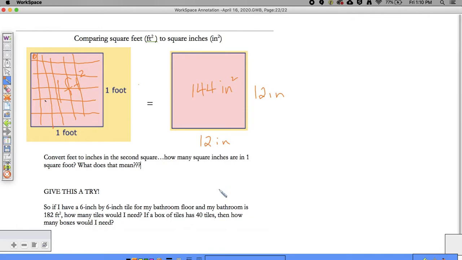Because when you're ordering, it's like, oh, this tile costs, I don't know, $2 a square foot or something like that. You could also find out the cost and all that. So this is a legitimate, realistic question.